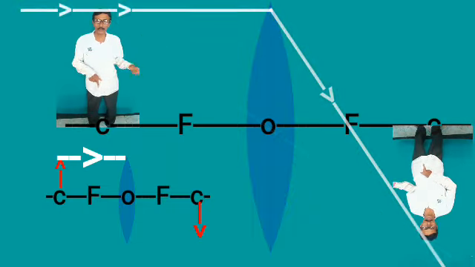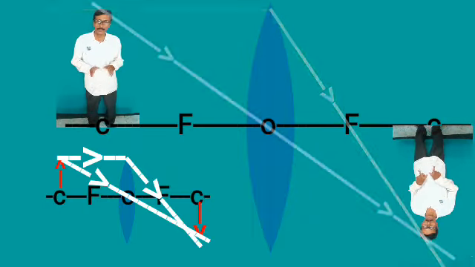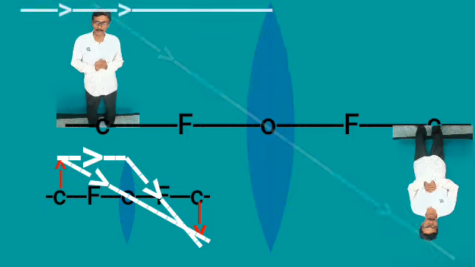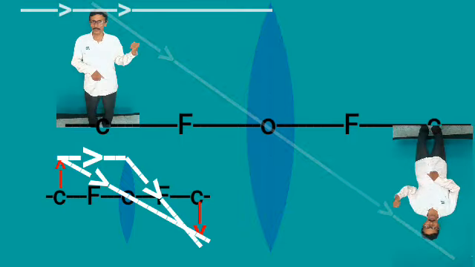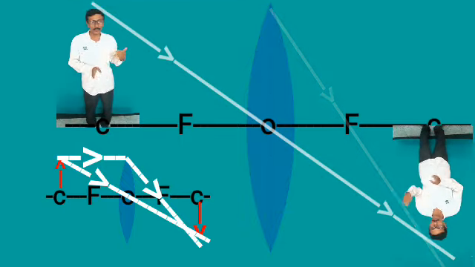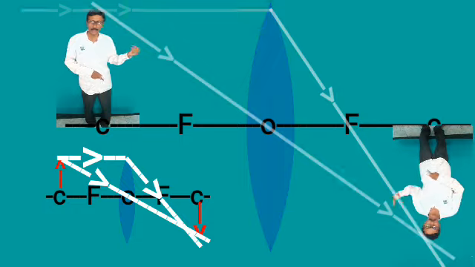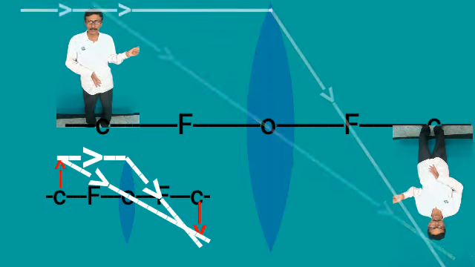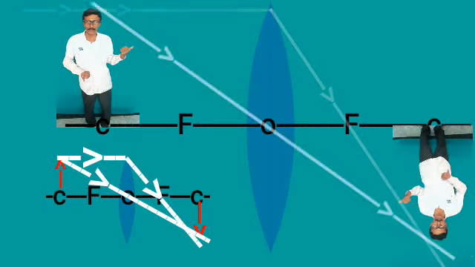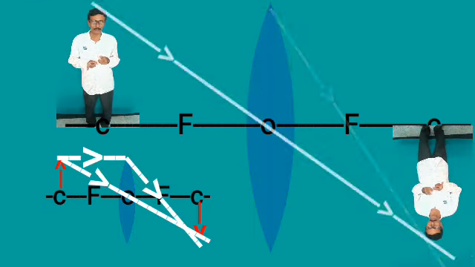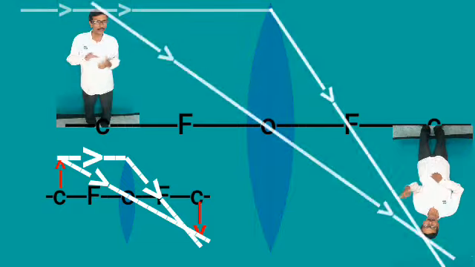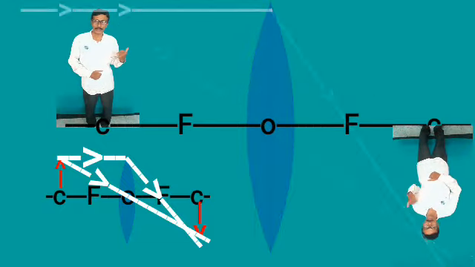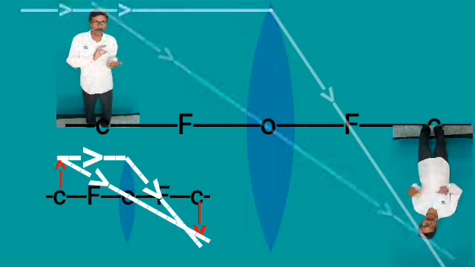Where am I standing? I am standing in the center of curvature, or twice the focal length, of the convex lens. Where is the image formed? The image is formed in the center of curvature of the lens on the other side. What type of image is formed? The image is the same size as me, but it is inverted and real.